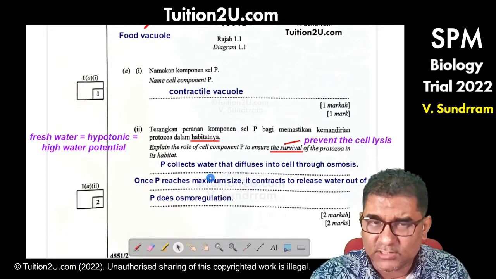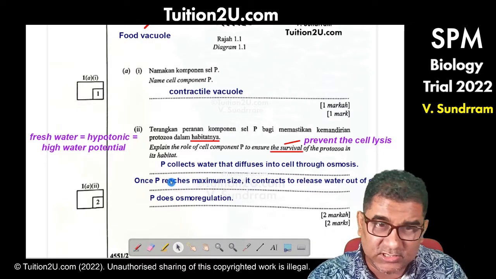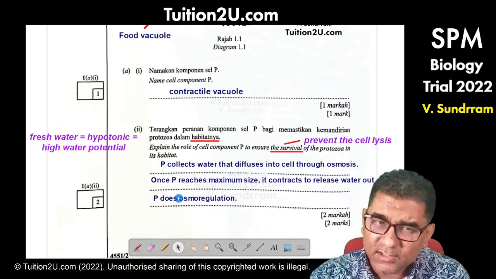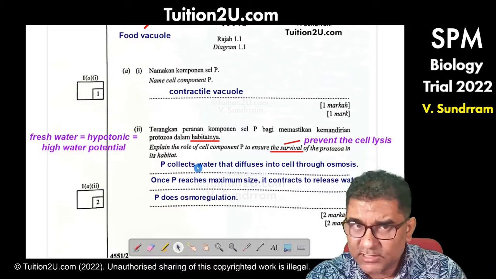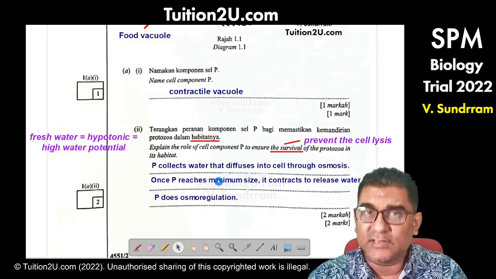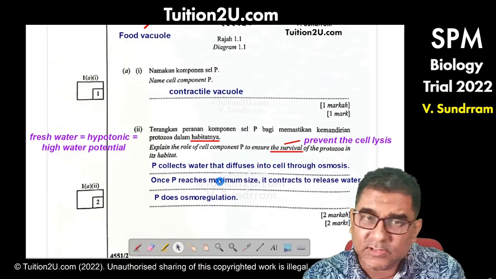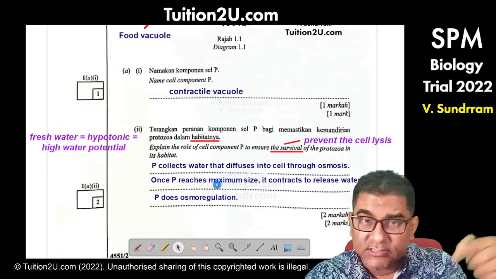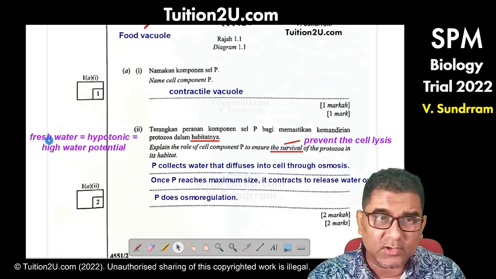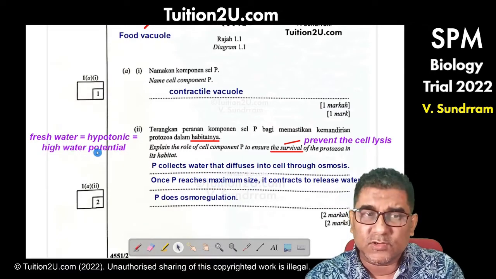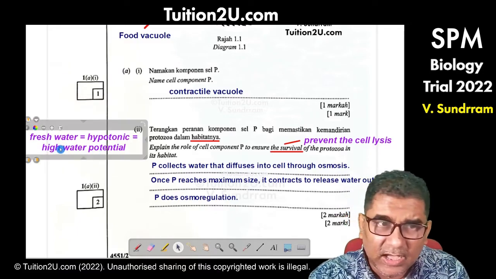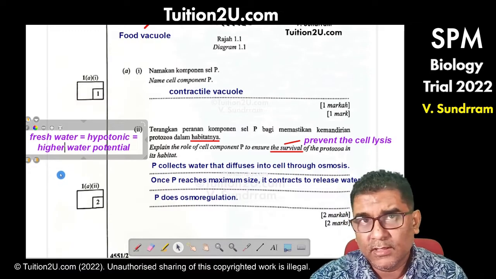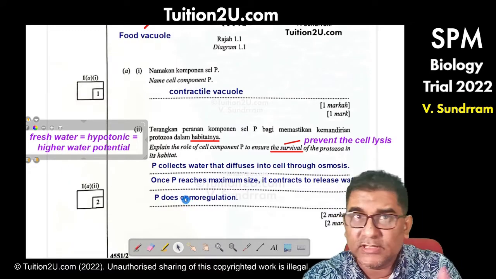So P collects water that diffuses into the cell through osmosis. Once it reaches maximum size, it contracts to release the water out of the cell. It does osmoregulation, enough to get you 2 marks. But I'm also explaining to you in case this one comes out in an essay question, maybe they give you 4 marks. You need to explain why does the water enter into the cell. Because they are living in fresh water. Fresh water has high water potential, higher water potential compared to the cell. Water diffusing in. Now if they don't do osmoregulation, what happens?